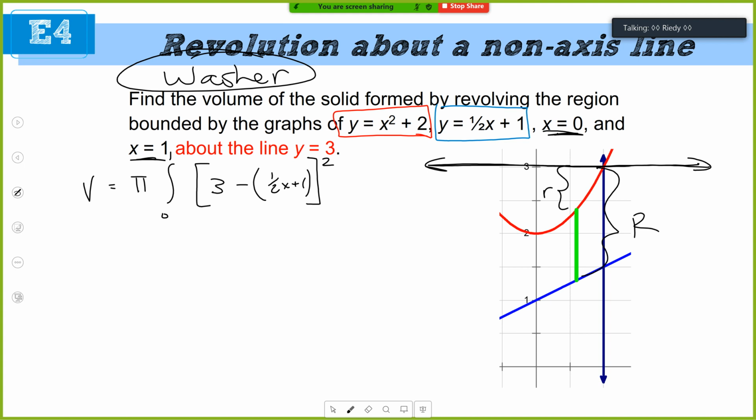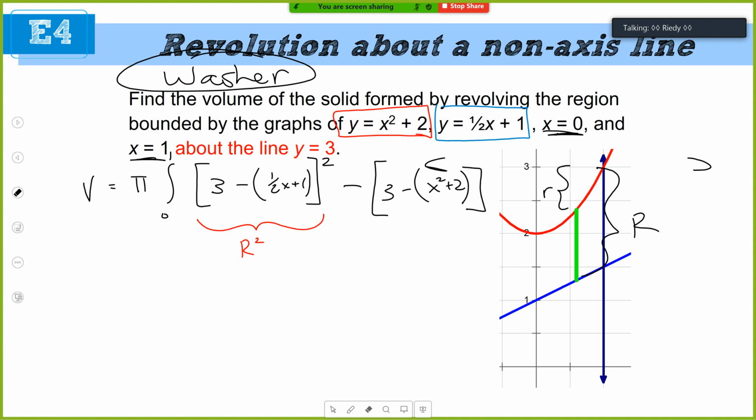Okay, so this is capital R squared, minus. What's little r? 3 minus square root. Beautiful. 3 minus parentheses, x squared plus 2. Parentheses, very important. Quantity squared. Let me get that line out of there. And then don't forget that pesky little dx, because that is the thickness of all of our disks.